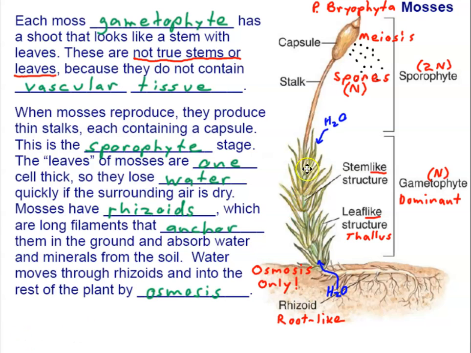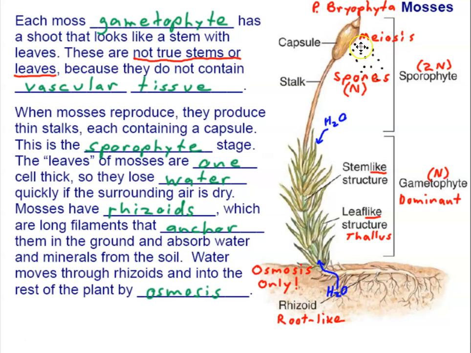So if you'll recall, the gametophyte is haploid, right? Haploid gametophyte, and it produces gametes. That's why it's called the gametophyte. And the egg gets fertilized on the top of the female gametophyte, and then the sporophyte grows from that egg, and it is diploid. So that means it has to produce spores, which are haploid, by meiosis.